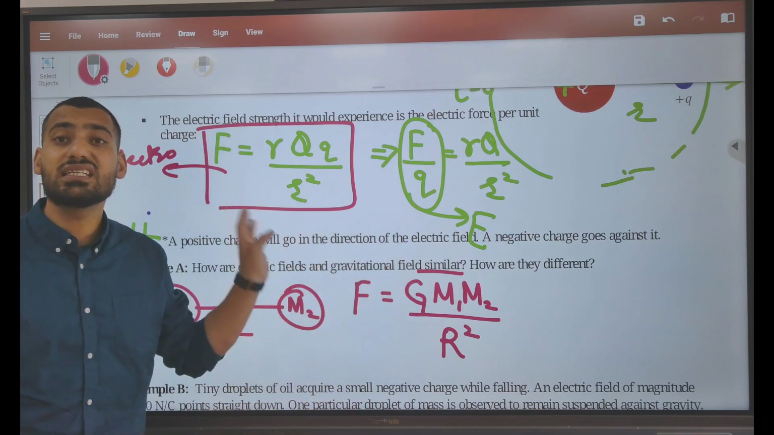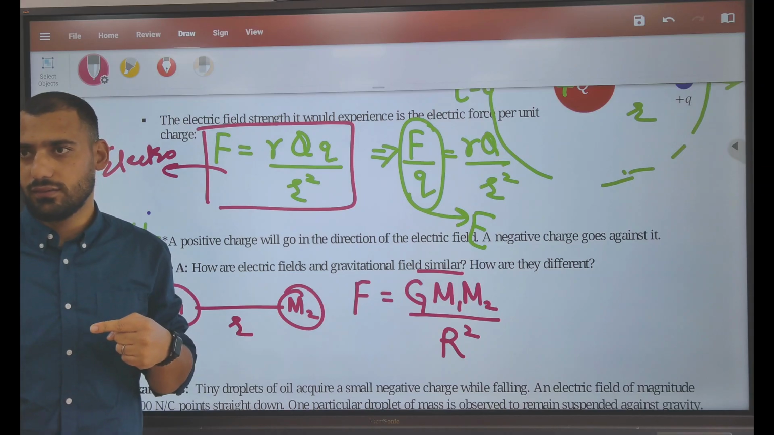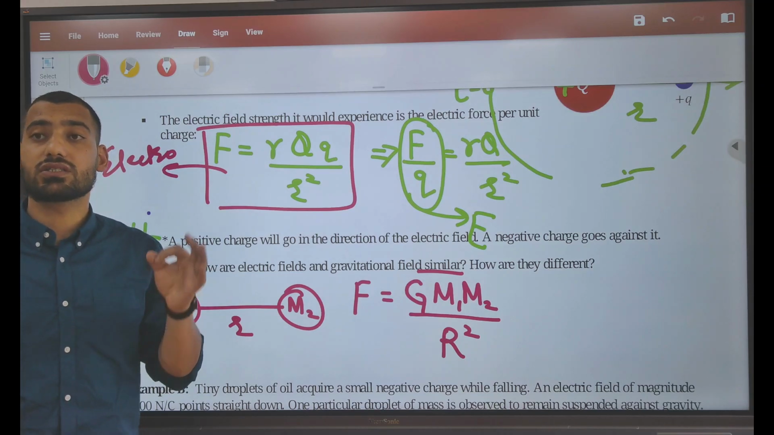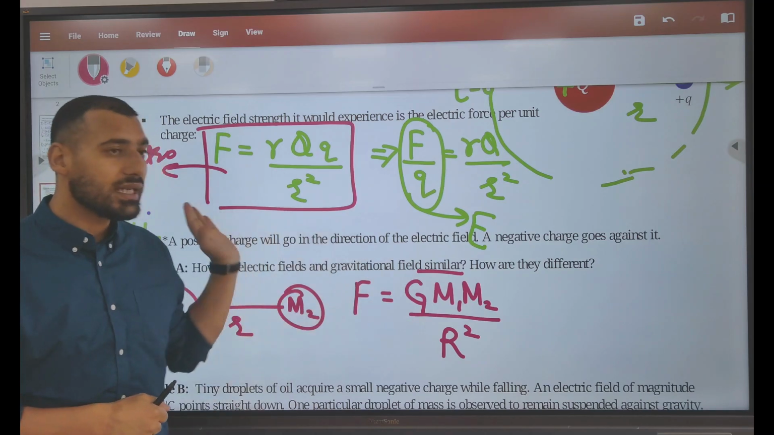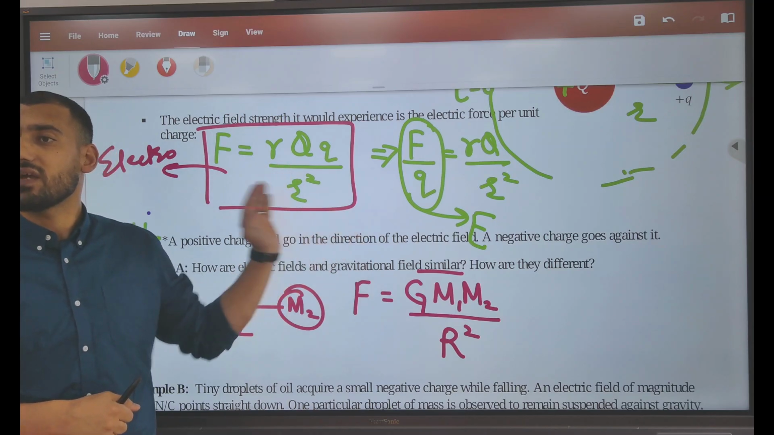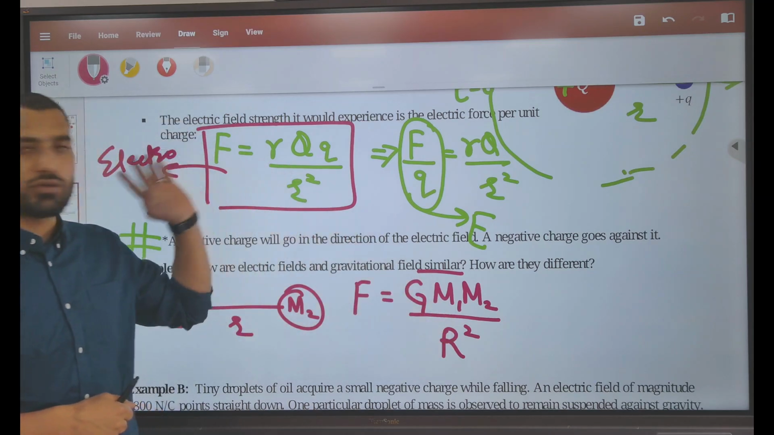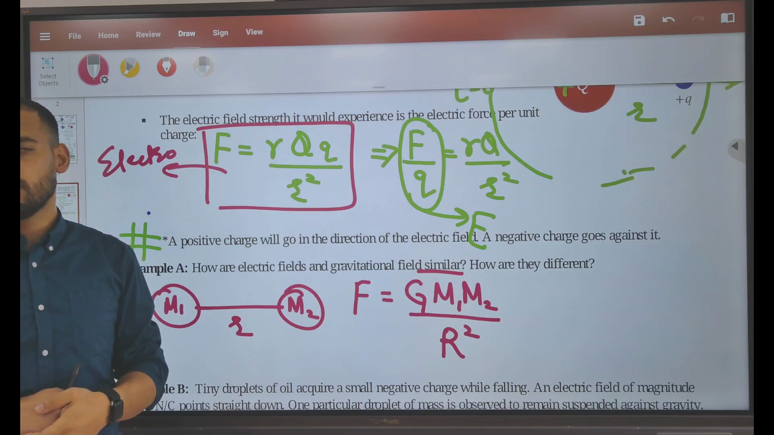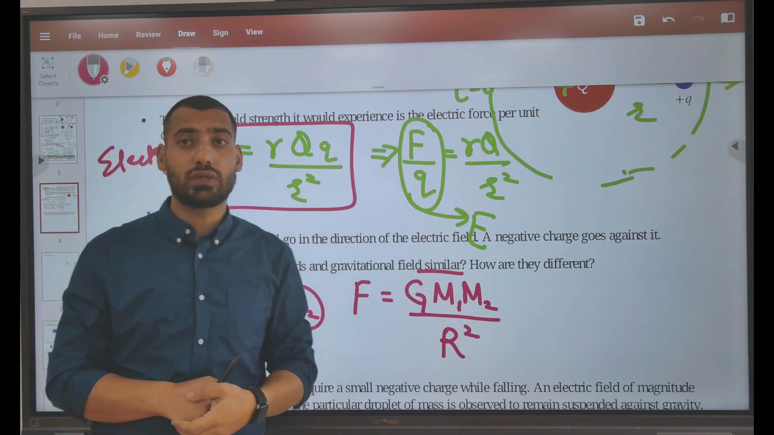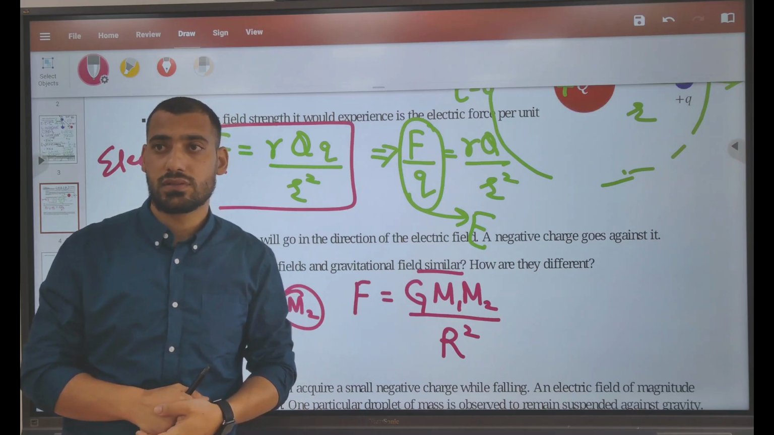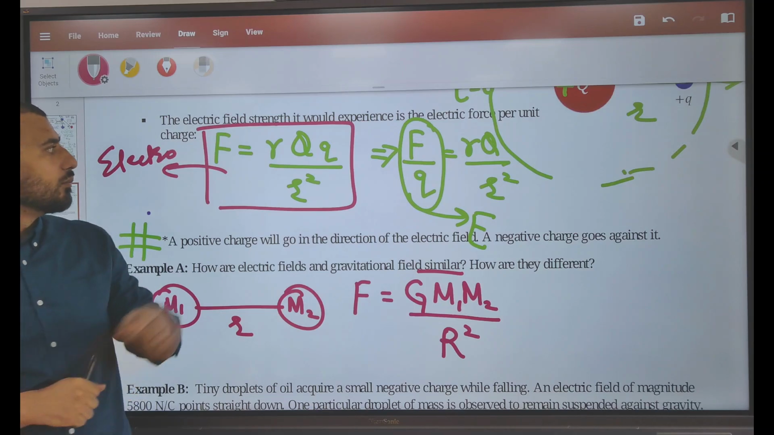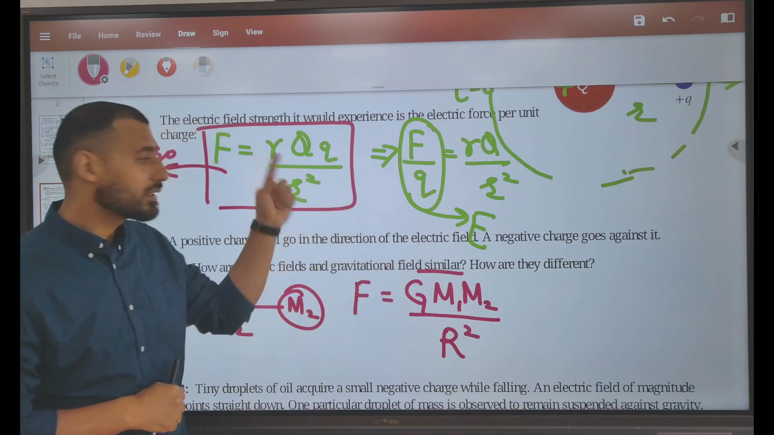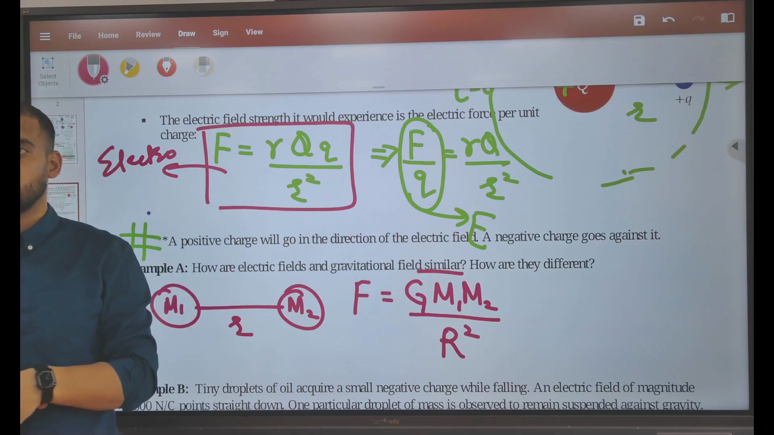And it decreases in the same way. Inverse square law. Is that fine? Both decrease in a similar way. Here it is square, here it is also square. Is that fine? Any other thing that you can say about the gravity? Both have constants, but the constants are not same.